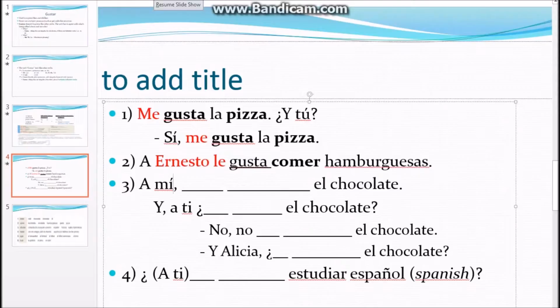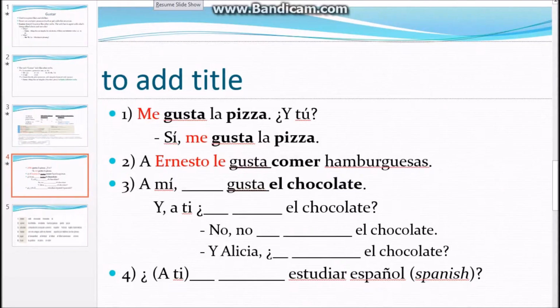In this case, let's focus on the what first. What do I like in this statement in number three? El chocolate. So chocolate is singular. What form of gustar do we need? Gusta. So let's read it backwards. Chocolate is pleasing to whom? Who likes it? A mí.